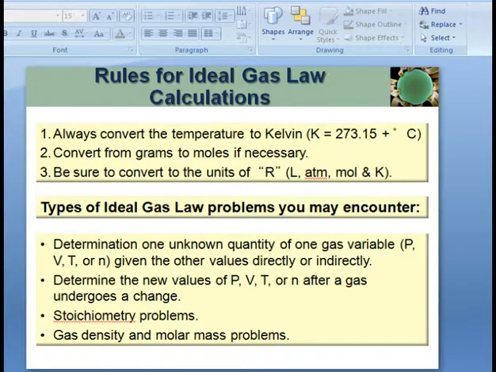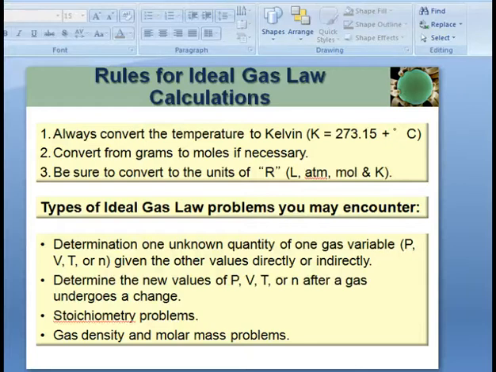So things to remember when you're using the value of R is that you want to be consistent with the units of R. So depending on the units of R given, liter, atmospheres, moles, and Kelvin, if that is the unit, then you would use pressure in atmospheres.